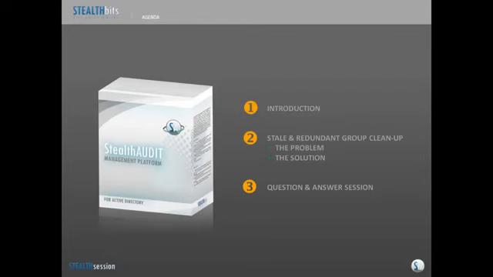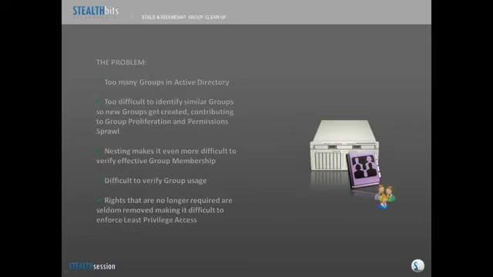Chris is going to be taking us through some of the problems associated with groups that you're likely facing today, and how we're going to leverage the Stealth Audit Management platform to help clean up those stale and redundant groups, and also aid initiatives like least privilege access and reducing group proliferation in your environments. So with that said, we'll switch over and get right into the nitty-gritty. I'll pass it over to Chris.